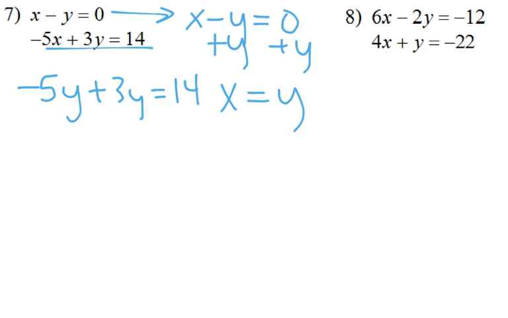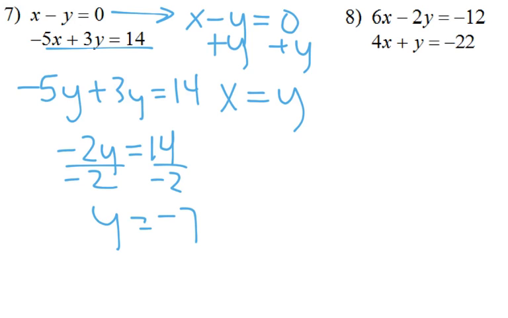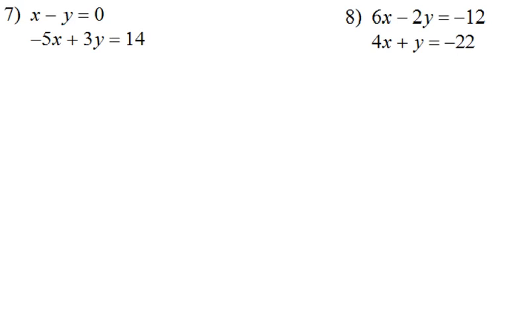and then we simplify. Negative 5 plus 3, negative 2y equals 14. Divide by negative 2, y equals negative 7. If y is negative 7, x is also negative 7, so my answer, negative 7, negative 7. Okay, that one was a little easier. Let's take a look now at 8.